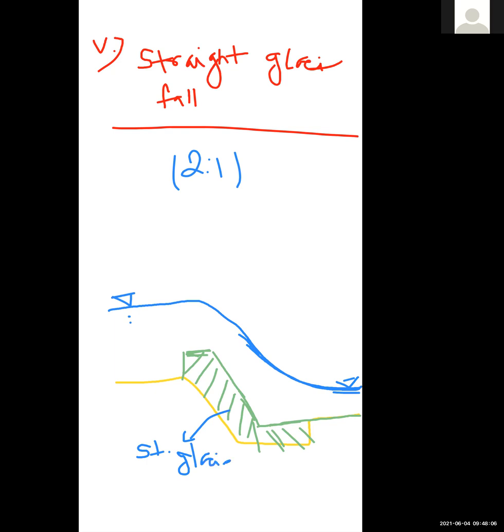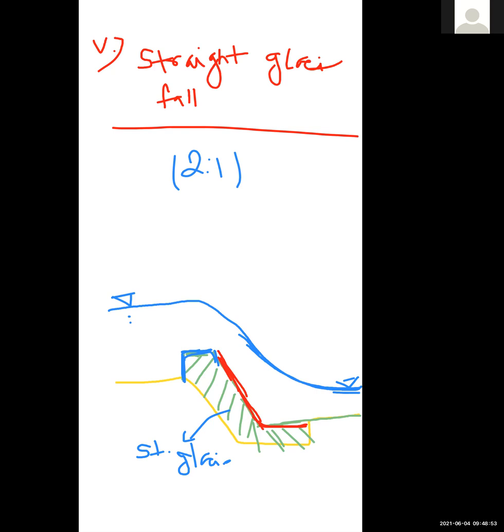So in a straight glacis, hydraulic jump occurs. Hydraulic jump is made, and due to hydraulic jump, sufficient energy dissipation also occurs. So this type of fall gives very good performance. This type of fall is provided after a ridge crest. After a ridge crest, right? This portion is raised, and here the fall is created. Here a fall is constructed.